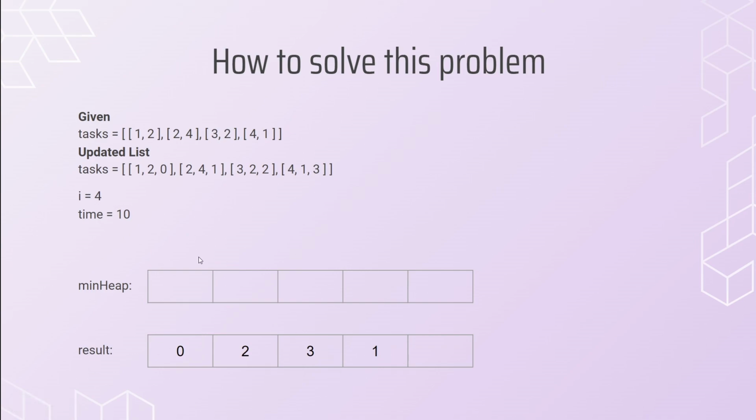Now we repeat the same process again, and we notice that I is equal to 4, so we don't check any value inside of tasks, or we don't put anything into the min heap. And then we check min heap and see if there's a value inside of min heap. In our case, there's nothing inside of min heap, and so that's it. We return the result, and that's the answer we were looking for.